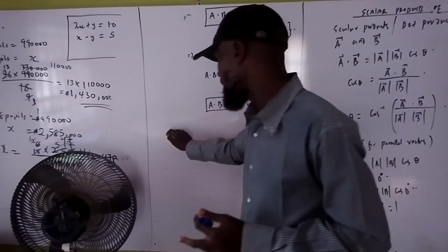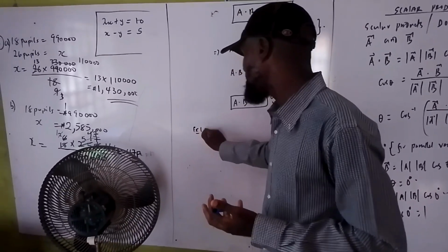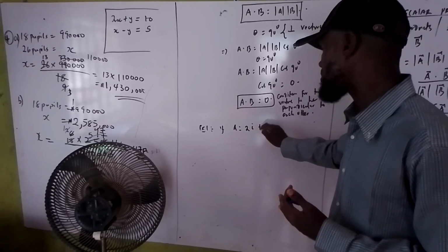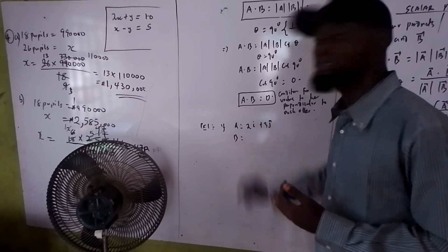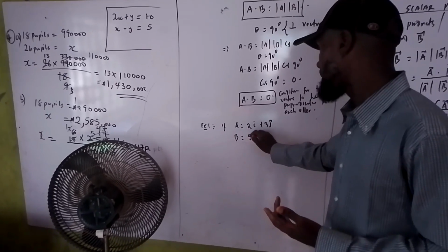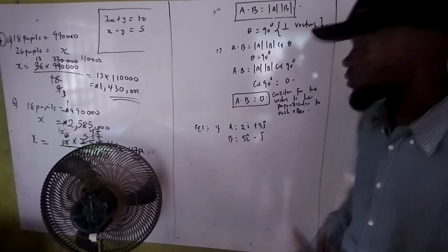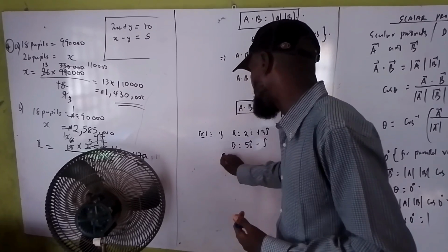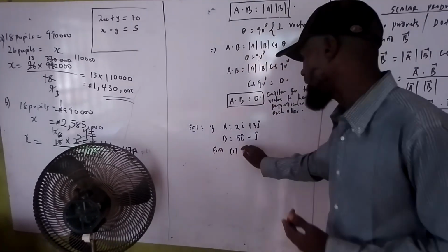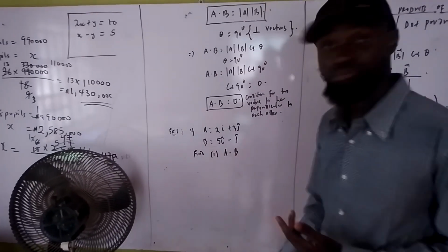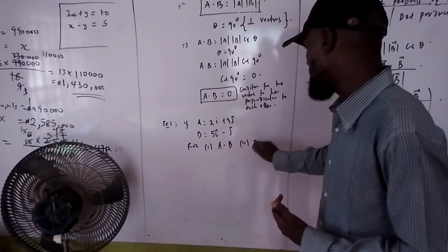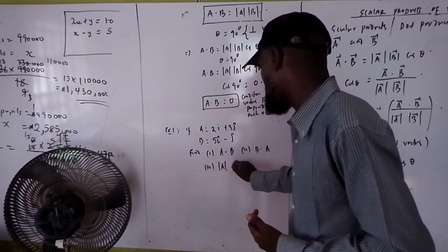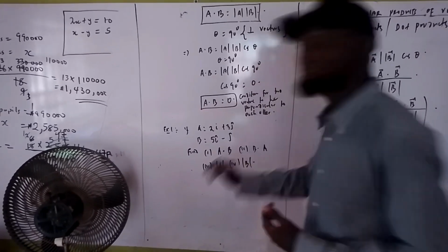Let's take for instance, let's say that you are given a vector A, a two-component vector 2i plus 3j. And we are given another vector B, let's say it is 5i minus j. Let's say we want to find A dot B. We want to find B dot A. We want to find magnitude of A. I want to find magnitude of B.